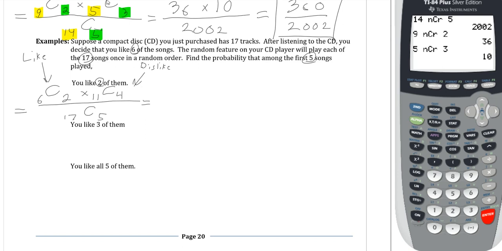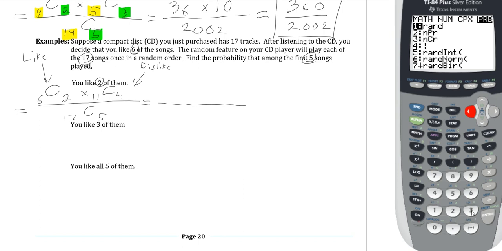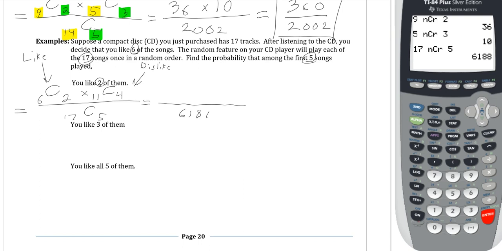Okay, so now we have all of our combinations and we can solve for these. The bottom one is going to show up in all these cases, so we're going to want that anyway. 17 choose 5 is 6,188.